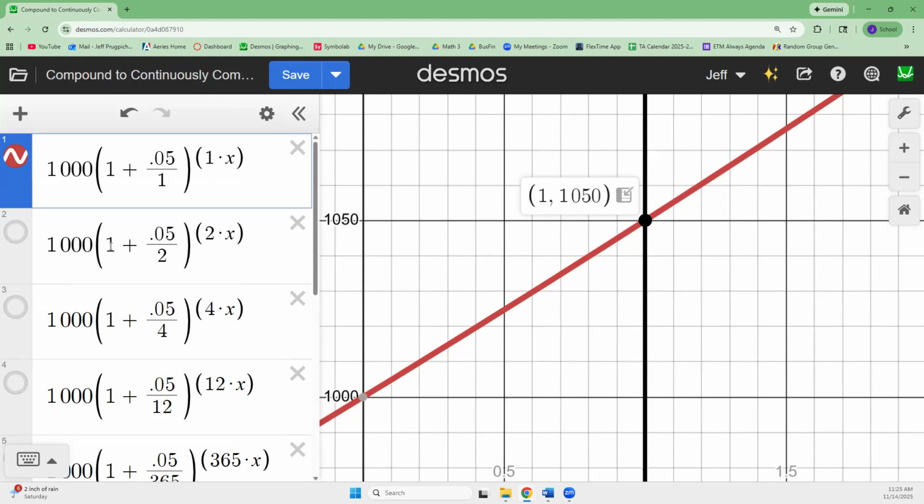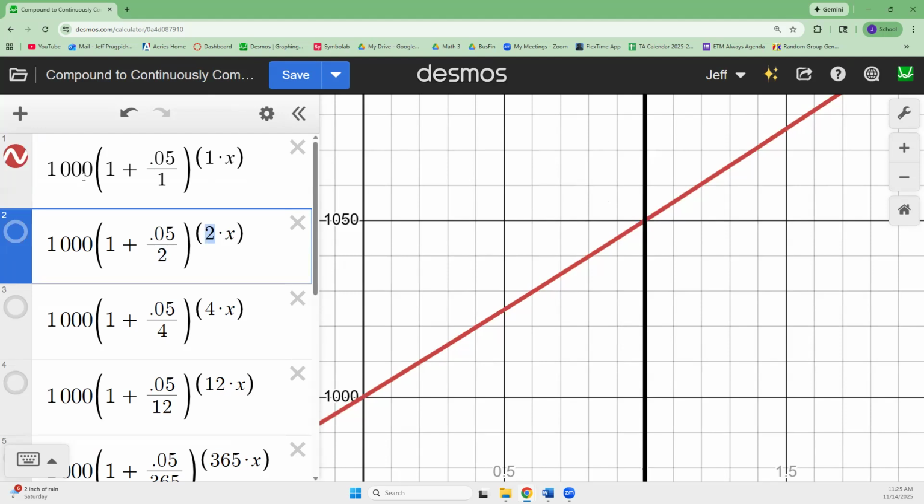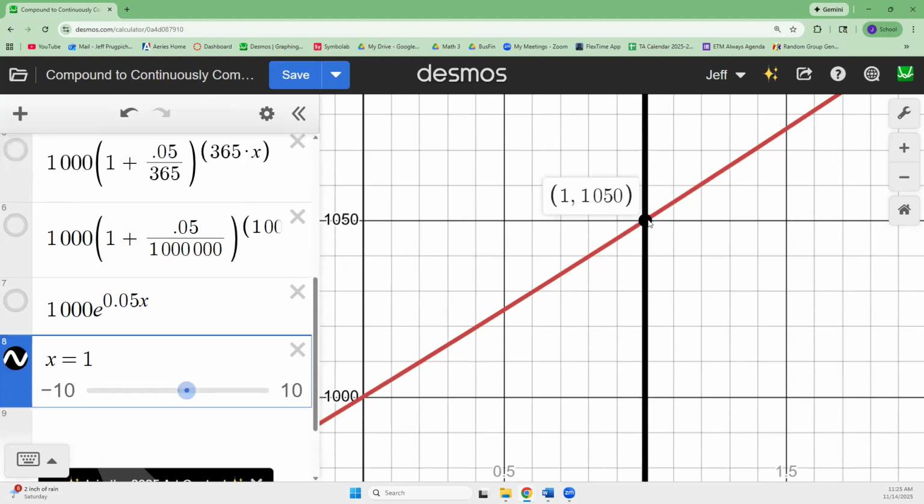I'm not showing this yet, but next we're going to bump it up to semi-annually. Everything else stays the same, right? Still 1,000 is your principal, still interest rate of 5%. But now we're compounding twice per year, twice as often, instead of once per year. So you might make your prediction. Instead of $50 of interest, how much do you get? Will you get double the interest? Will you get $100 and go up to 1,100? Let's see.